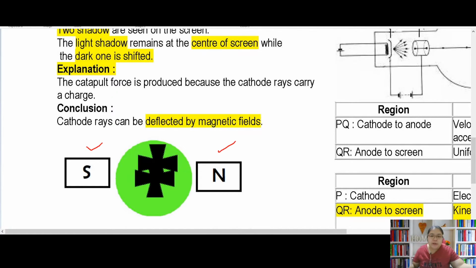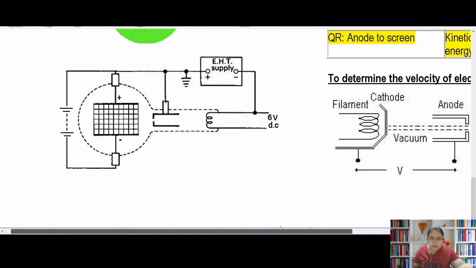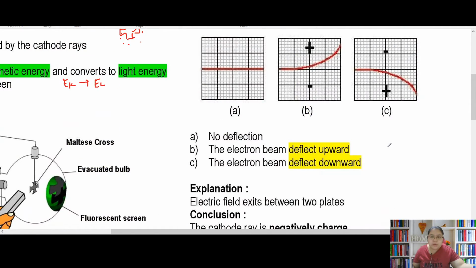Okay, then we continue with the last one. The last one is deflection by charge. Can you see inside the tube they have an extra pair of plates? A positive and a negative plate. Now they want to detect whether the electron has a negative charge or not. So they want to test it.